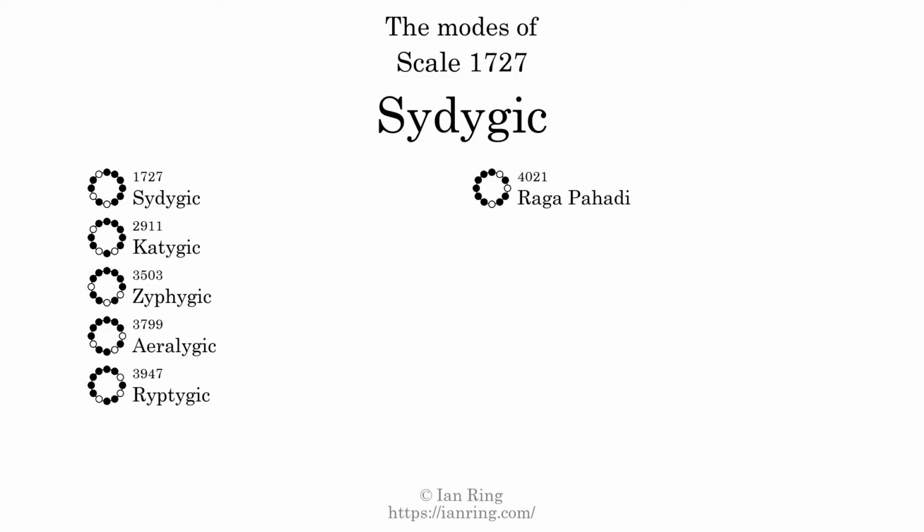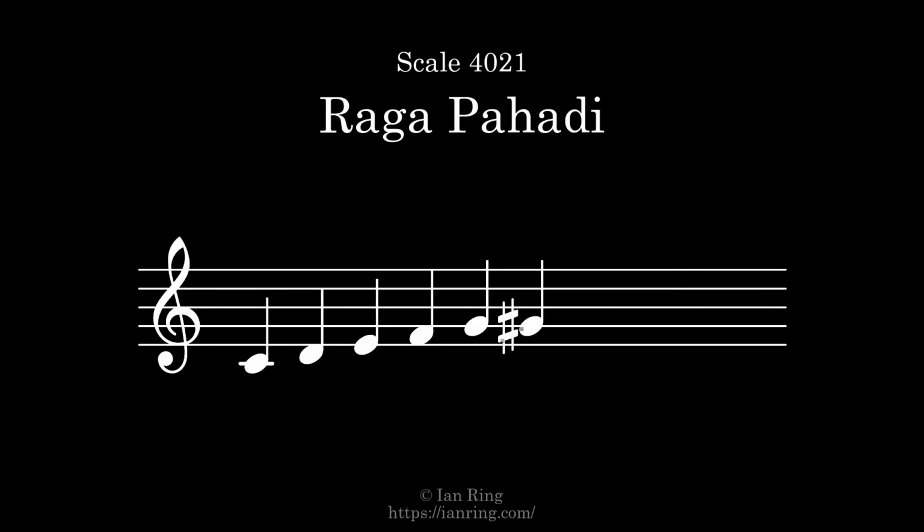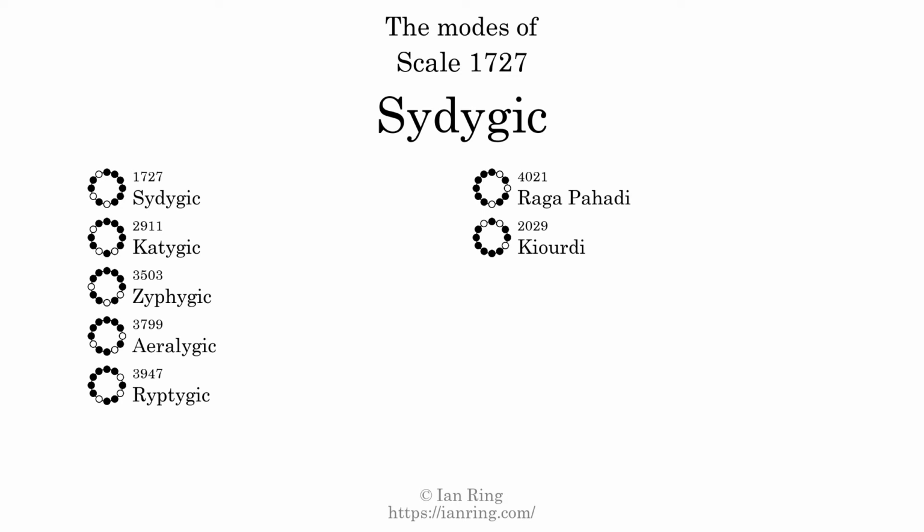The sixth mode is scale 4021, also known as Raga Pahadi. It sounds like this. The seventh mode is scale 2029, also known as Kyaladi. It sounds like this.